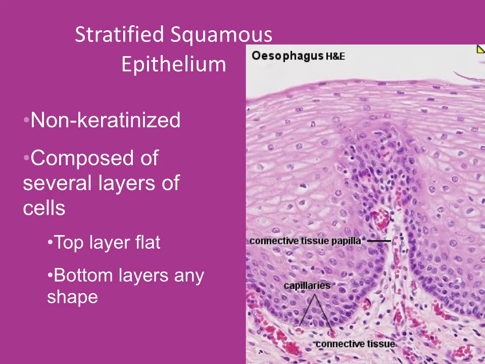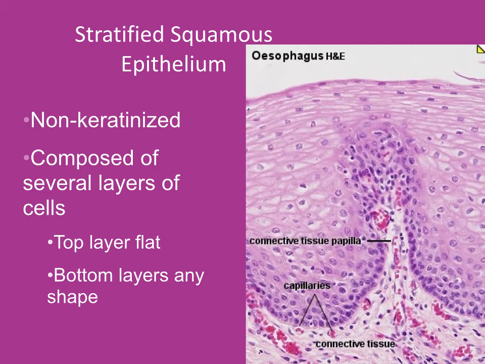All right, here's an example of stratified squamous epithelium. Now this is what's called non-keratinized. Let me put that word keratinized out here to the side for a few minutes, okay? This is non-keratinized. So the inside of your esophagus, which is this tube that goes from your mouth down to your stomach, obviously, it's composed of a bunch of different layers.